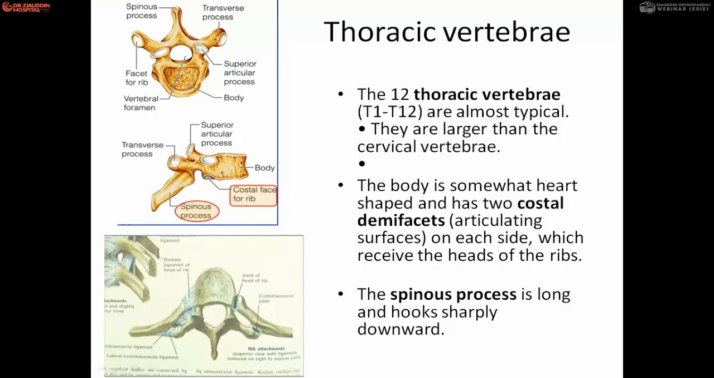They are larger than the cervical vertebra. If we look at the anterior-posterior and transverse diameter of the thoracic vertebra, they are larger than the cervical spine. The body is somewhat heart-shaped, and the characteristic point of these thoracic vertebrae is that they have demi-facets at the sides for the articulation of the ribs.